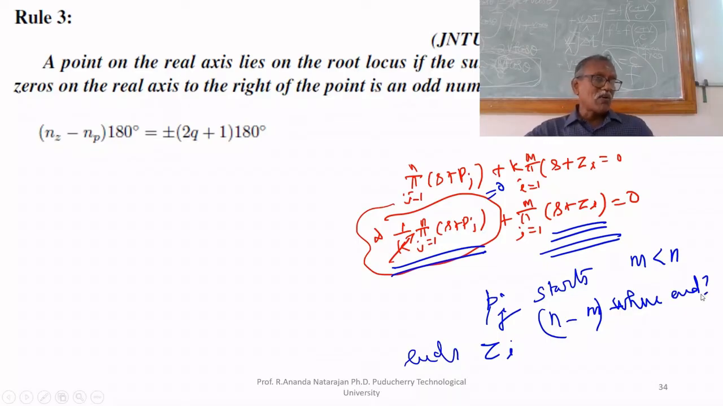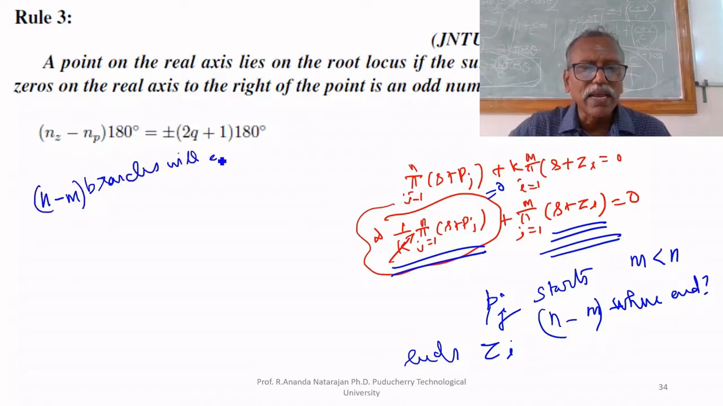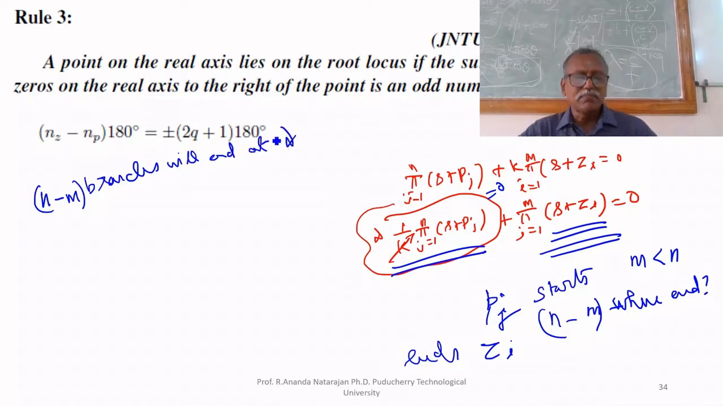how many poles will be there? Open loop poles, n poles will be there. It starts at n poles, ends at m zeros. The remaining root locus branches are n minus m branches. Where will they end? They will end at infinity. So n minus m branches will end at infinity. For that, what we can do is, what is the characteristic polynomial?